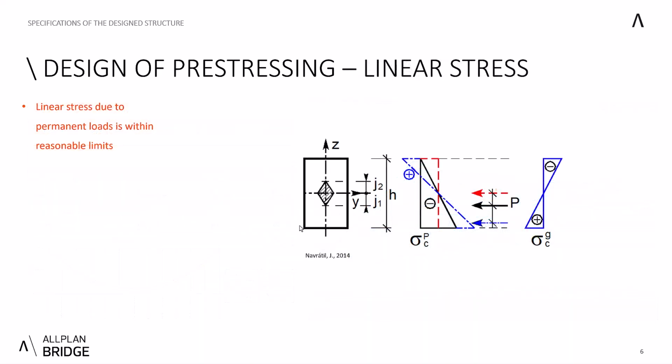The alternative way to make a preliminary design of pre-stressing is to keep linear stress due to characteristic permanent loads within reasonable limits. Usually it is required that the tendon is located in such a way that no tension occurs in the cross-section. This requirement will be met if the resultant of the internal forces is located inside of the cross-section kern.